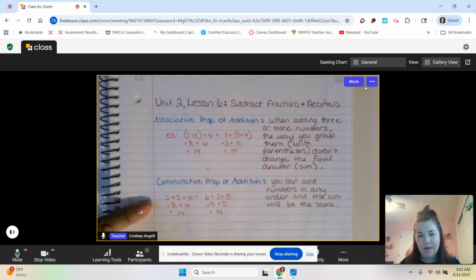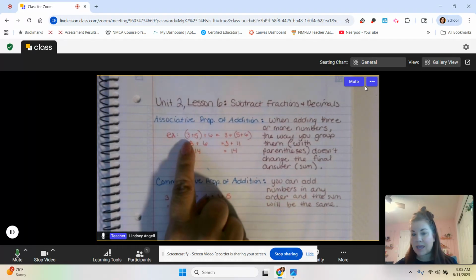past. I hope you have, right? You've probably heard of them. One of them is the associative property of addition. So when adding three or more numbers, the way you group them with parentheses doesn't change the final answer, or known as sum, when we are adding. Okay? So I gave you a pretty simple example here.